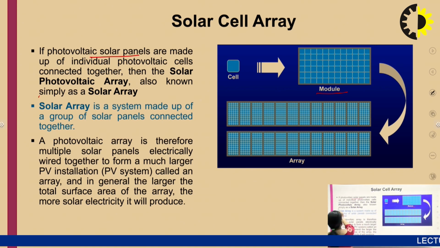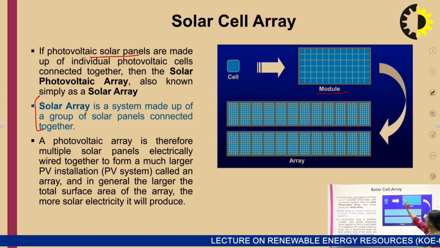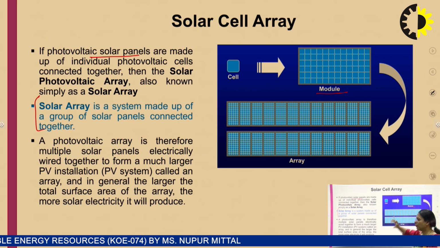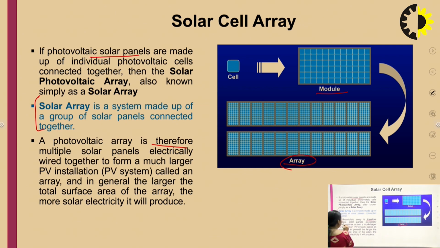So a solar array is a system made up of a group of solar panels connected together. This is a module or a solar panel, which is formed by combining lots of solar cells, and when a large number of solar panels are connected together, they form the array. So a photovoltaic array is multiple solar panels electrically wired together to form a large PV system, right? In general, the larger the total surface of the array, the more solar electricity will be produced.